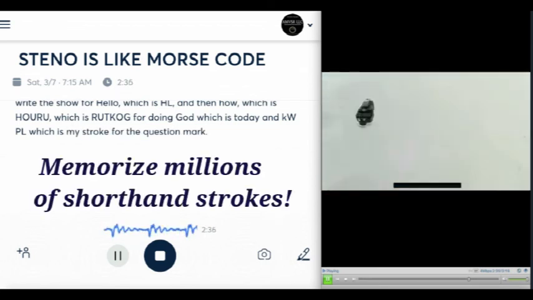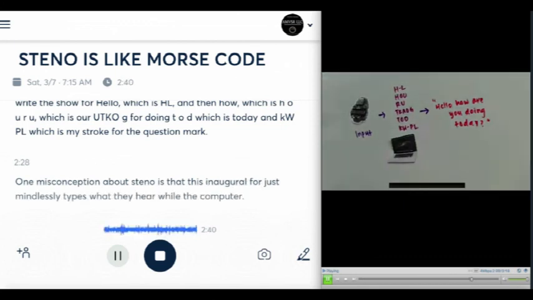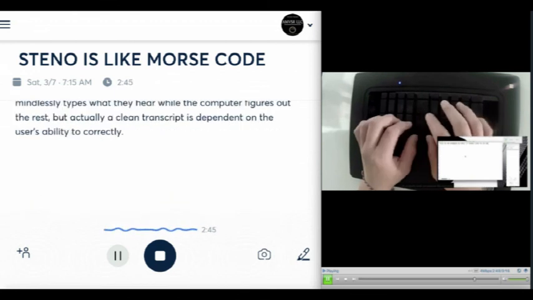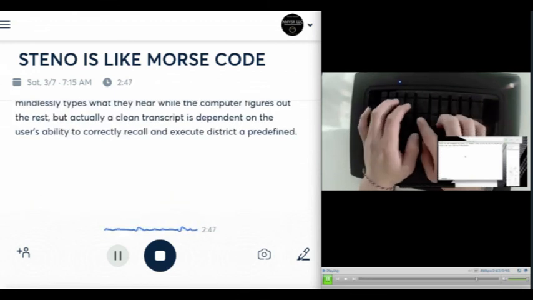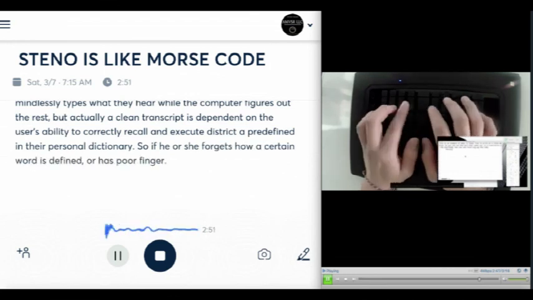One misconception about Steno is that the stenographer just mindlessly types what they hear while the computer figures out the rest, but actually a clean transcript is dependent on the user's ability to correctly recall and execute the strokes they predefined in their personal dictionary, so if he or she forgets how a certain word is defined, or has poor finger placement, it comes out completely wrong.